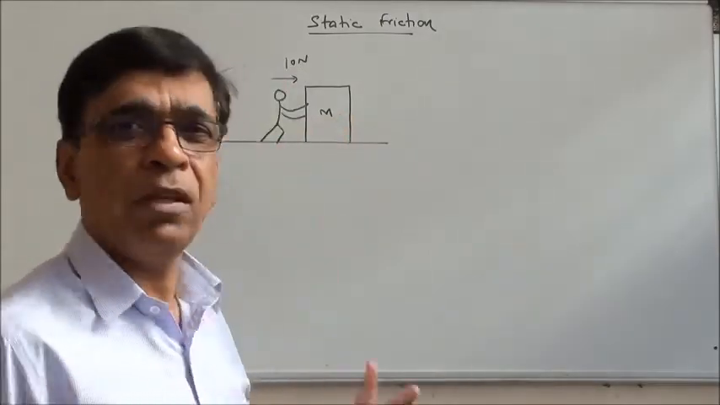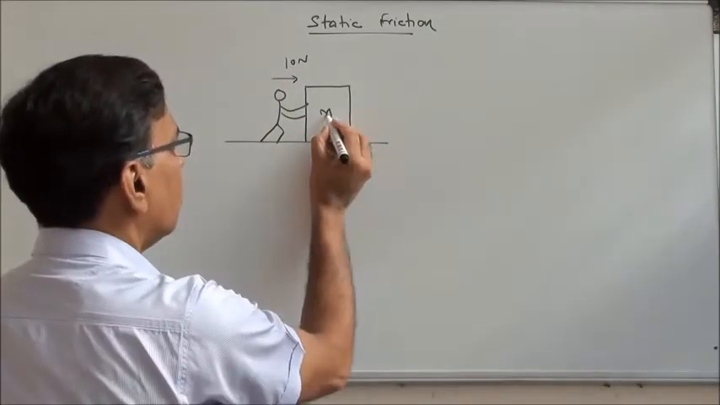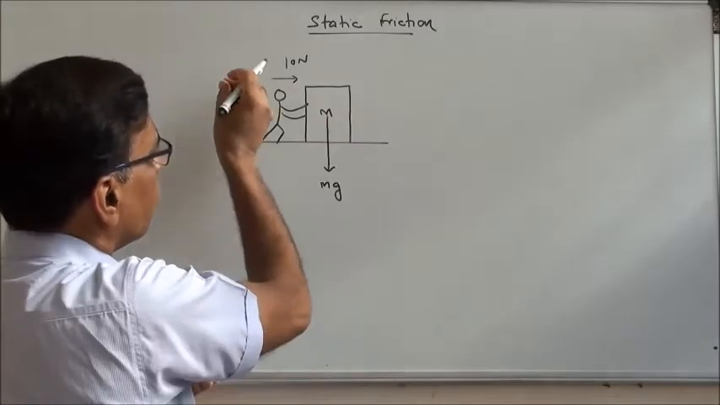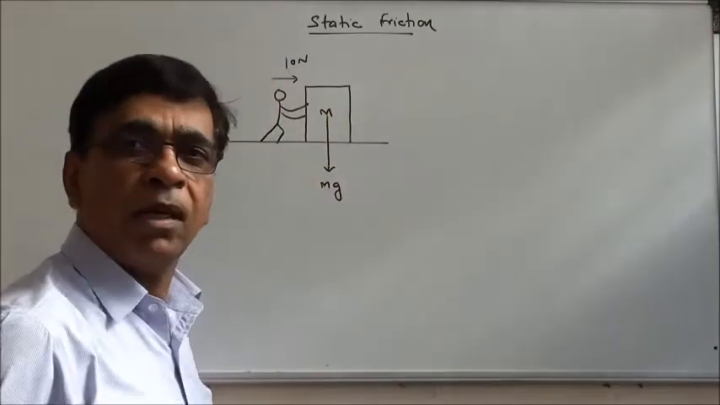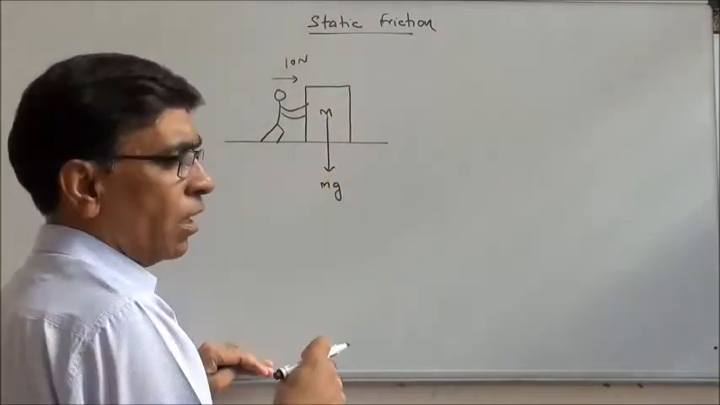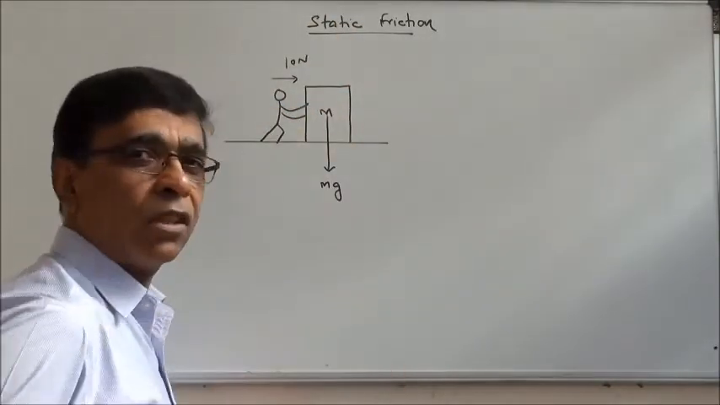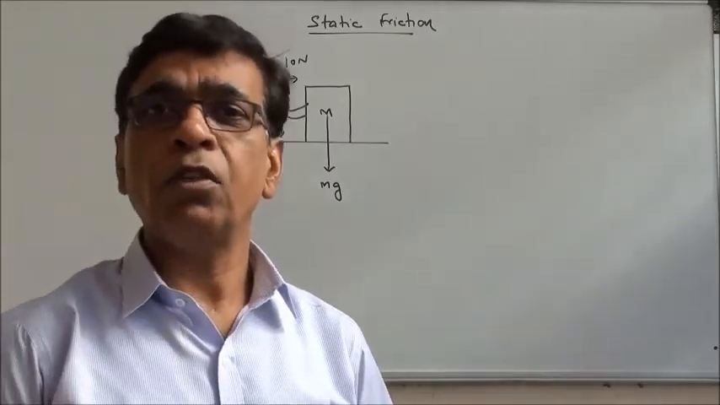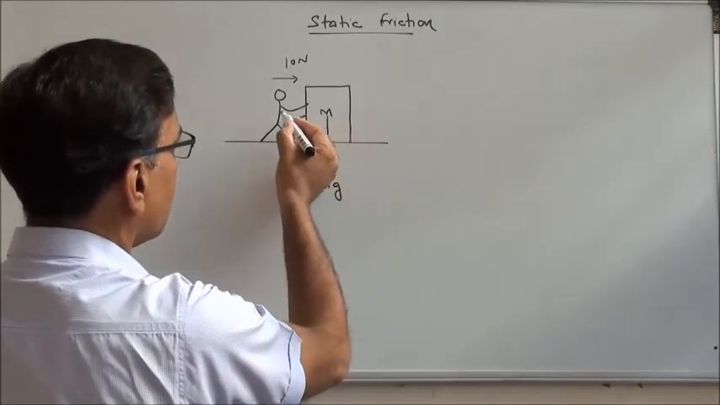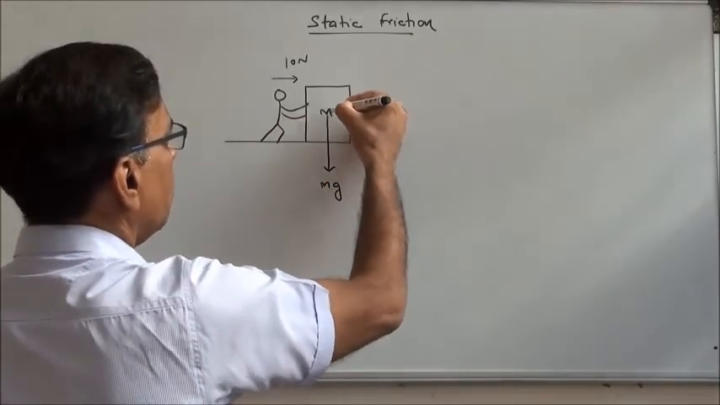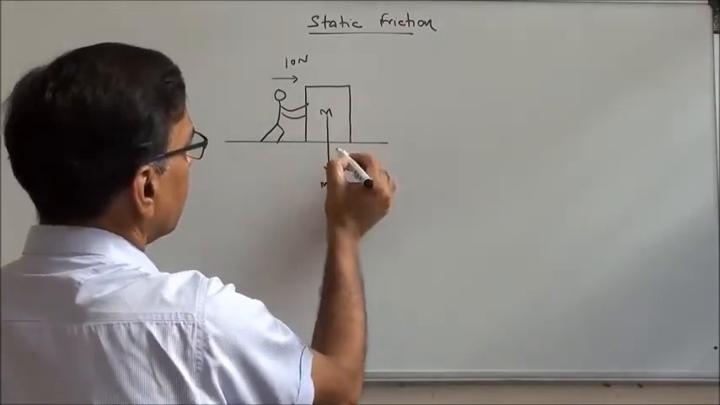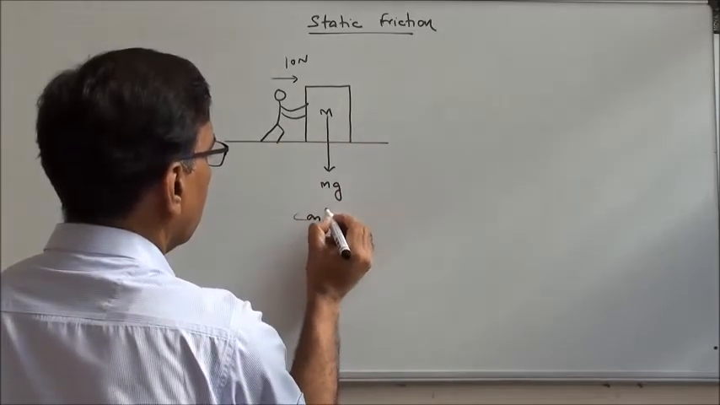Now, how many forces are acting onto it? There is a force of gravity, and one force is this, applied by the person. The body is not accelerating in this direction, it's not accelerating even in this direction, which means that the net force on it should be 0. So there should be a force of 10 Newton in this direction, and there should be a force of mg in this direction. And both these forces, this one and this one, they come because of the contact.